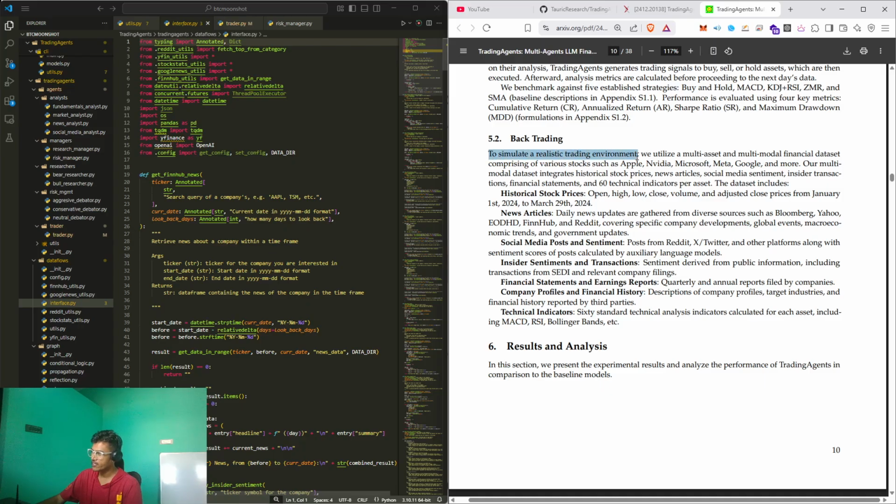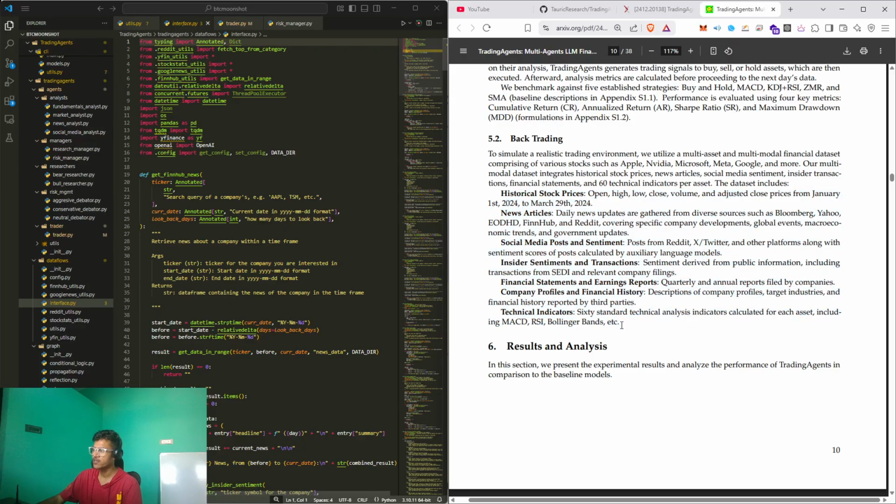To simulate a realistic trading environment, we utilize a multi-asset and multi-modal financial dataset comprising various stocks such as Apple, Nvidia, Microsoft, Meta, Google, and more. Our multi-modal dataset integrates historical stock prices, news articles, social media sentiment, insider transactions, financial statements, and 60 technical indicators per asset. The dataset includes, this is, guys, a very important part, data collection.